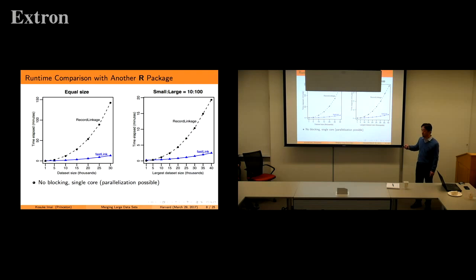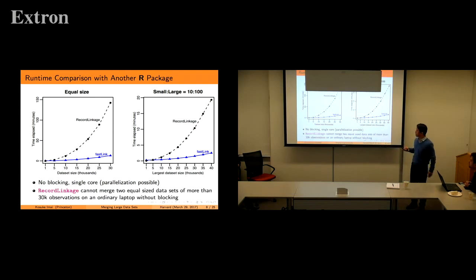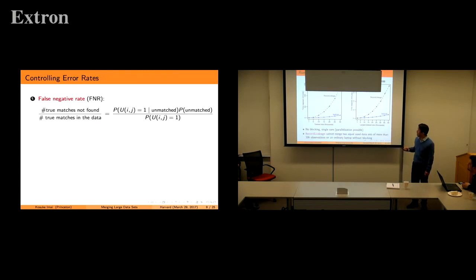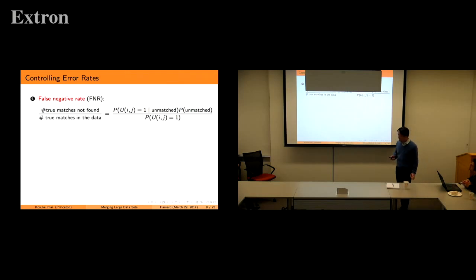And the parallelization is possible. That's another nice thing about this type of method: you can parallelize. The counting process can be parallelized, and the EM algorithm actually doesn't take much time at all, so that doesn't matter. Okay, so that's basically the runtime.